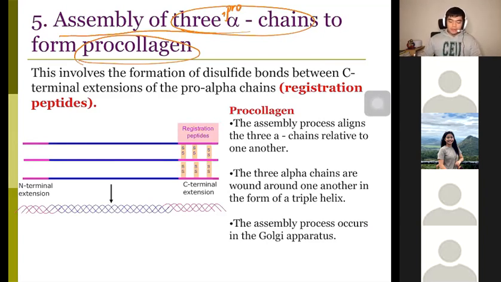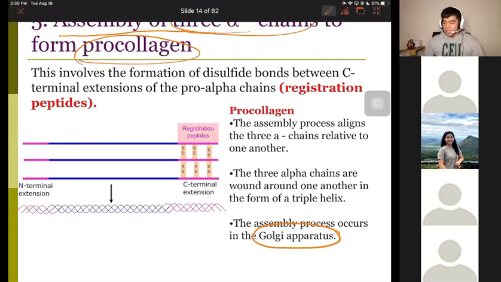So sa number 5 is assembly of pro-alpha chains na nangyayari sa Golgi apparatus. I repeat, na nangyayari sa Golgi apparatus. So continue natin. Anong ibig sabihin ng fifth step? So in the Golgi apparatus, ang nangyayari dito is yung tatlong pre-pro-alpha chains daw ay nag-a-assemble, nagsasama-sama sila.